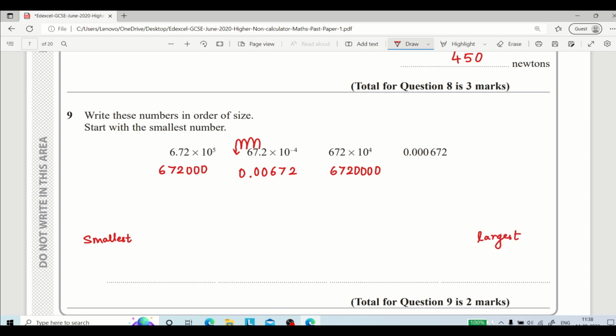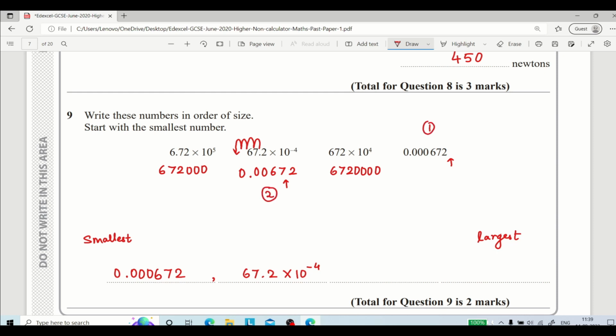Yes. So now what is the smallest one here? It can be either this one or this one. So just compare which one is the smallest one. Yes, the last one. Absolutely right. So it is 0.000672. Then this one, right? So that is basically 67.2 into 10 raised minus 4. So this is the first one. This is the second one.